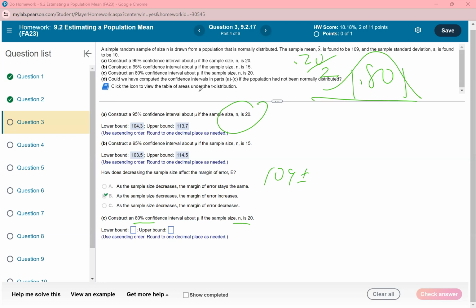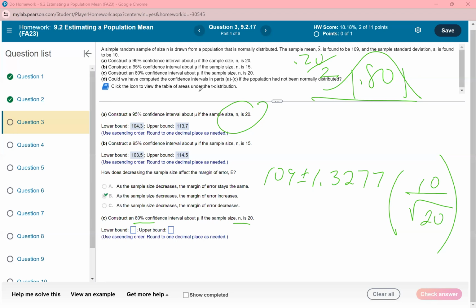So that gives me my t of 1.3277. Standard deviation of 10 over the square root of n, which was 20. All right, so 109 minus 1.3277 times 10 divided by the square root of 20. Up arrow, change that minus sign to a plus sign.